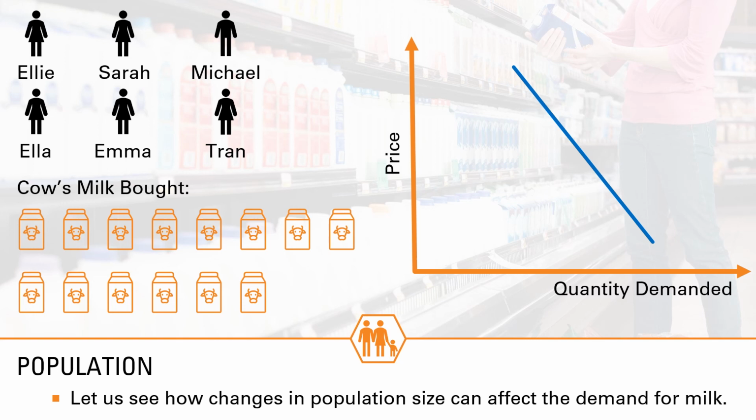So again, an old demand curve. If we increase the population, that means more things will be bought, and the demand curve shifts to the right. If the population decreases, however, the reverse happens. There will be fewer people to buy milk, therefore the demand for milk will decrease. Okay, simple enough. I hope so.